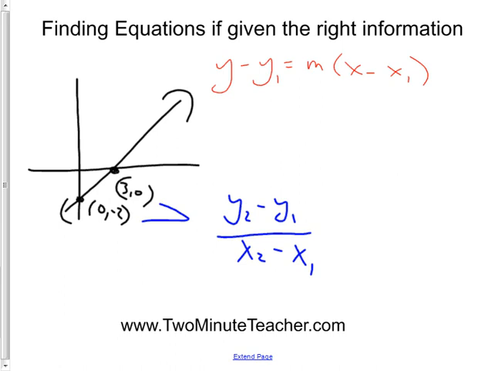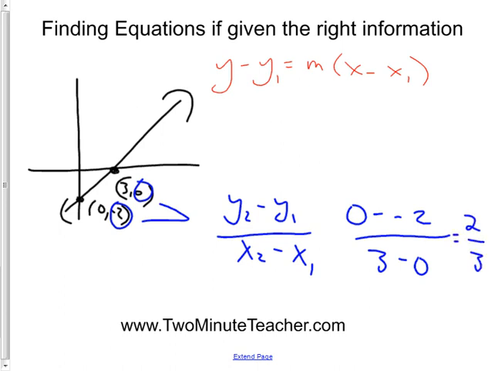Basically, I want to take the y's and subtract them. So there's the y's. 0 minus negative 2, be careful with those negatives, over x's, which would be 3 minus 0. And that's going to be positive 2 over 3. So my slope here is 2/3.